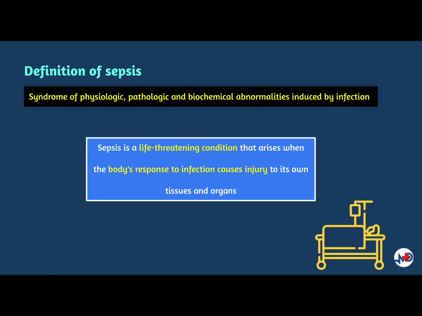Sepsis is a syndrome of physiologic, pathologic, and biochemical abnormalities induced by an infection. Sepsis is a life-threatening condition that arises when the body's response to infection causes injury to its own tissues and organs. It is a part of a continuum of an inflammatory response syndrome which is triggered by an infection.